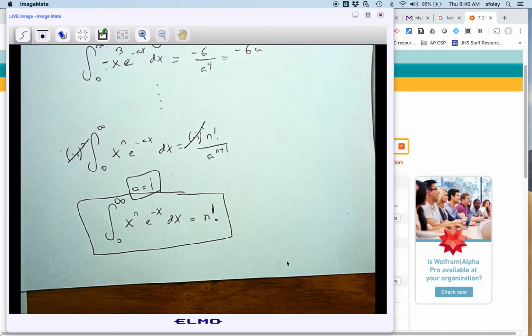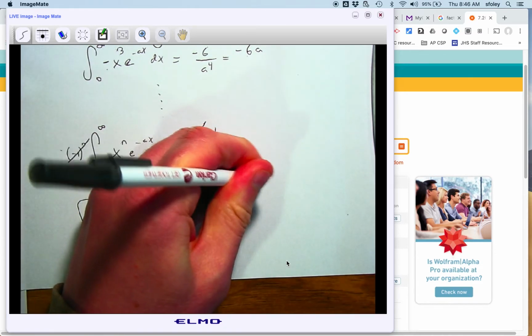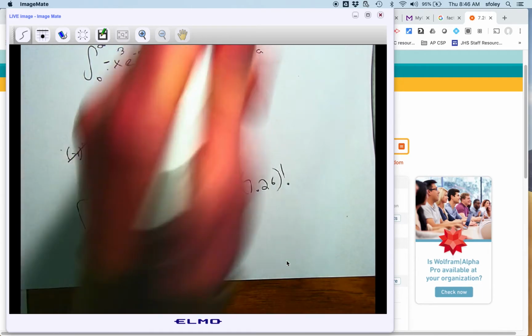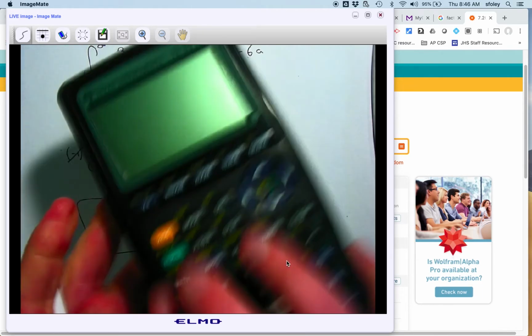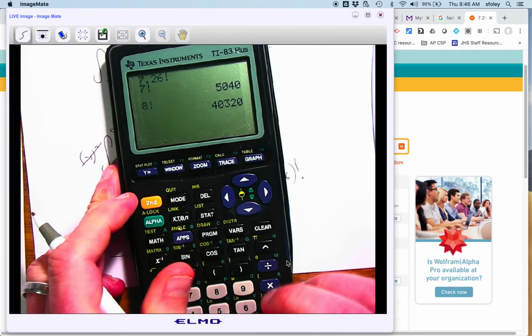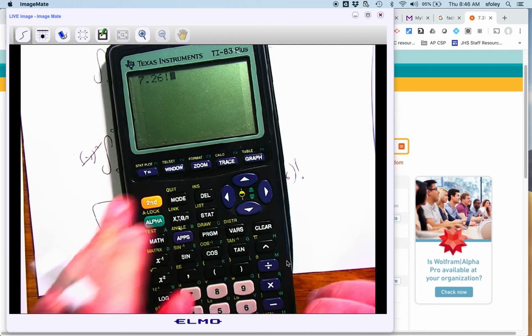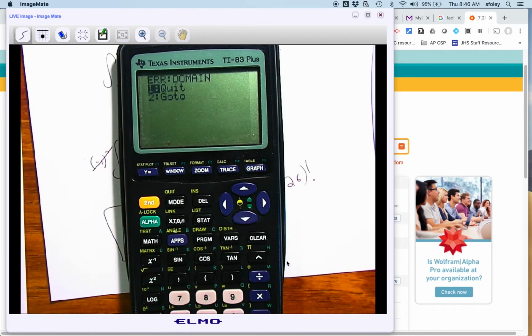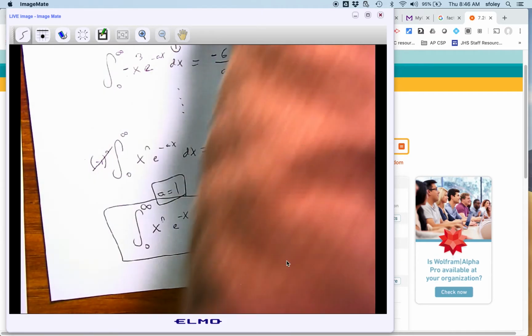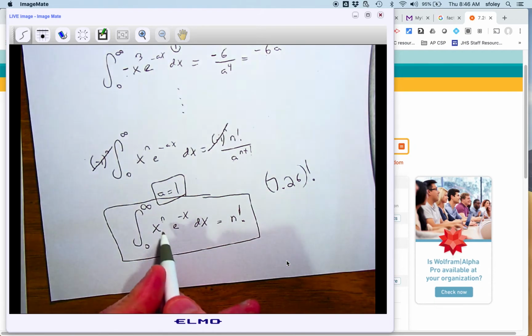Why is this so amazing? Well, it's amazing because this improper integral can be evaluated one way or another, whether n is an integer or not. And so you've always wondered, right, if you try and type in something like 7.26 factorial on your calculator, it will give you a domain error, right? Factorial doesn't make sense when we're not dealing with an integer. But when I'm doing this equivalent formula of an improper integral, we can do it just fine.